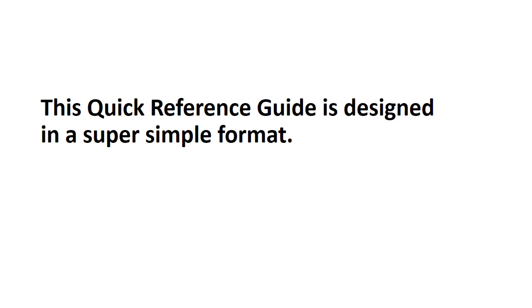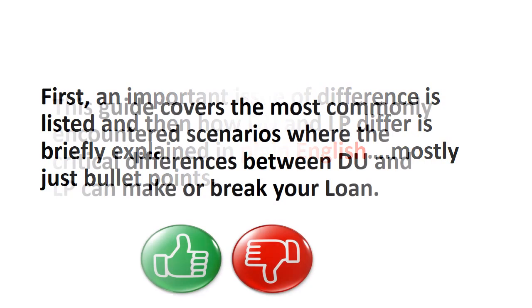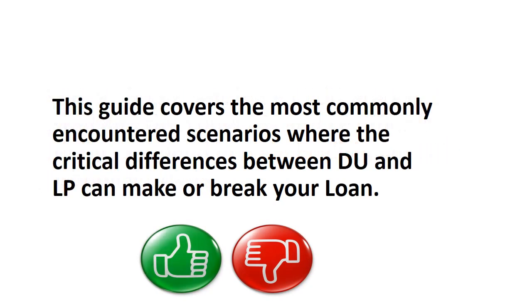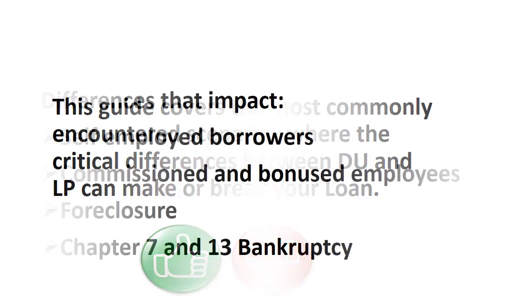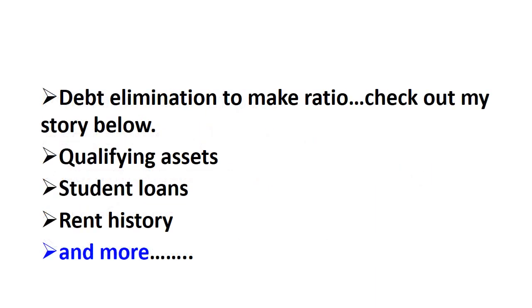This quick reference guide is designed in a super simple format. First, an important issue of difference is listed, and then how DU and LP differ is briefly explained in plain English, mostly just bullet points. This guide covers the most commonly encountered scenarios where the critical differences between DU and LP can make or break your loan. Differences that impact self-employed borrowers, commissioned and bonused employees, foreclosure, Chapter 7 and 13 bankruptcies, debt elimination to make ratio.